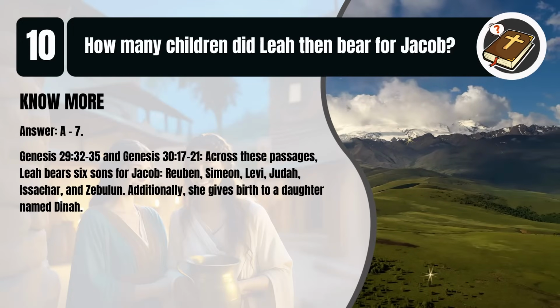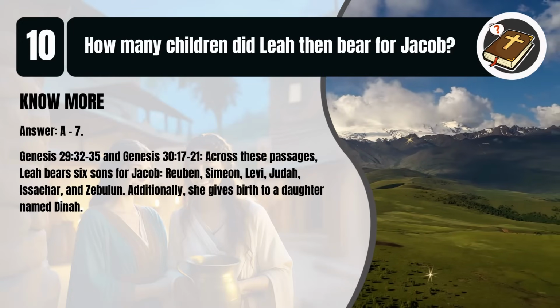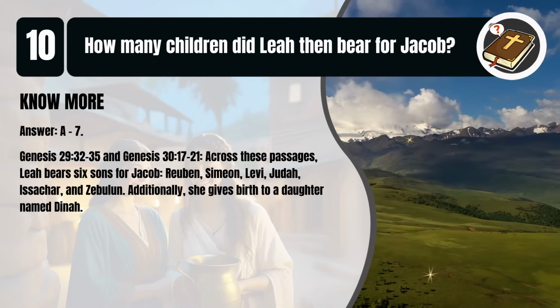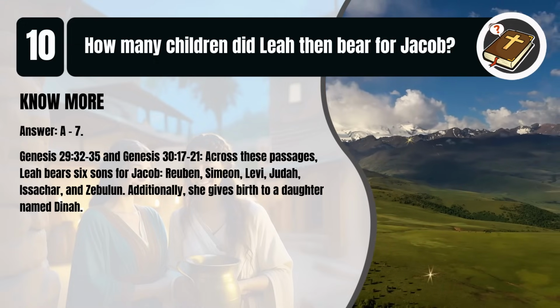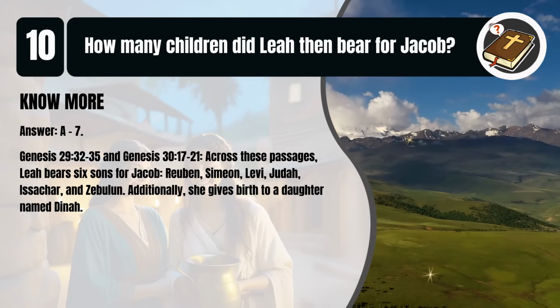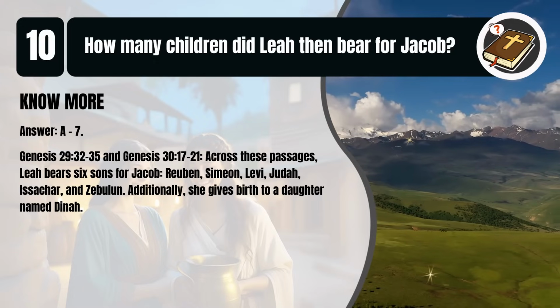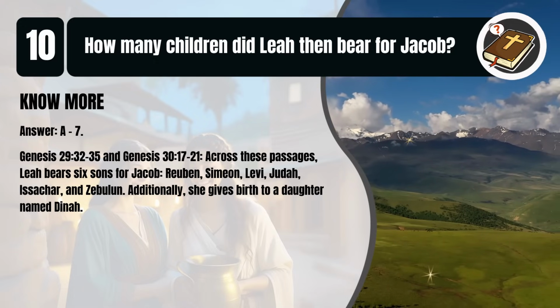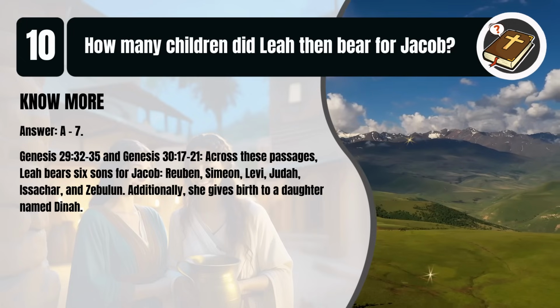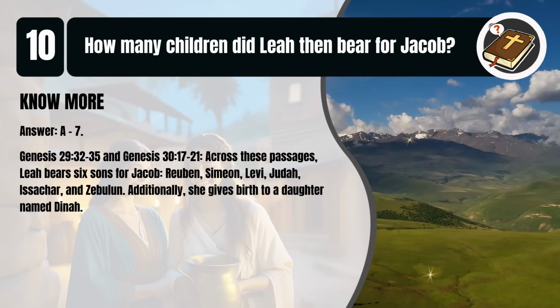That's A. 7. Genesis chapter 29, verses 32 to 35, and Genesis chapter 30, verses 17 to 21. Across these passages, Leah bears 6 sons for Jacob: Reuben, Simeon, Levi, Judah, Issachar, and Zebulun. Additionally, she gives birth to a daughter named Dinah.